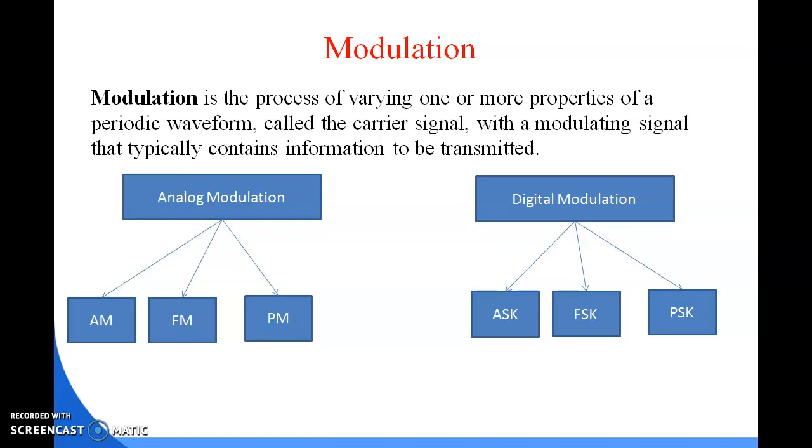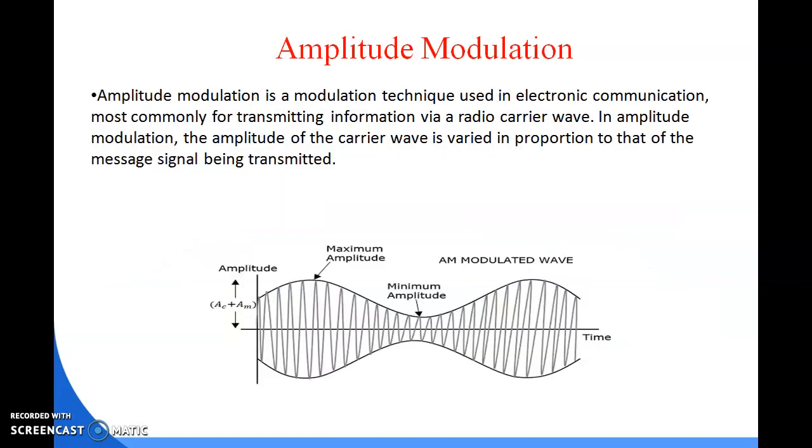In analog modulation, there are three types of technique: amplitude modulation, frequency modulation, and phase modulation. Similarly, in digital modulation, there are ASK, FSK, and PSK: amplitude shift keying, frequency shift keying, and phase shift keying. So there are six in total: under analog there are three types, and under digital there are three types. All of these will be discussed now. First is analog modulation.